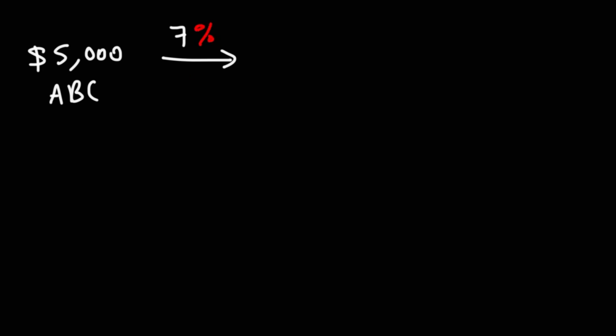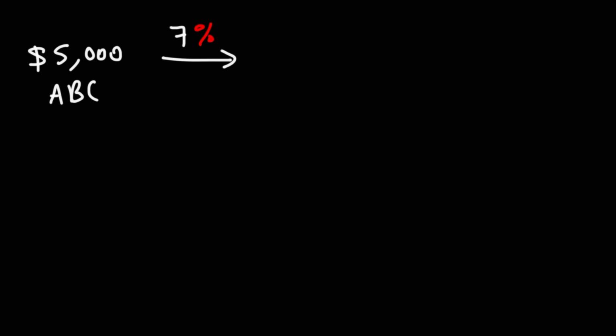Now here's another question for you. Let's say if you want to invest $5,000 into stock ABC, which is currently paying an annual dividend of 7%. How much would you expect to receive on an annual basis and on a quarterly basis for your dividends?